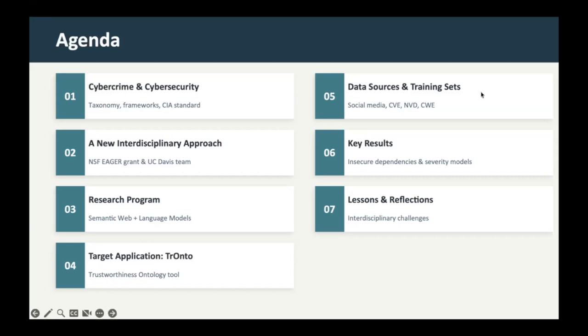The application used lots of data sources and also technologies from the semantic web. From there, then I will move to talk about the key results and discoveries from the research, and then I will close with some lessons and reflections.